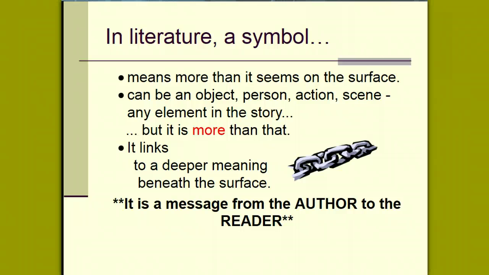And here's the key point. A symbol is a message from the author to the reader. Most of the time, characters are not aware of symbols. They don't think about the symbols because the symbols don't really involve them. They're in the story. The symbol is hiding underneath what the character is going through. And it's a way for the author to tell the reader about some deeper messages in the story. All right, that is absolutely critical, so keep that in mind.